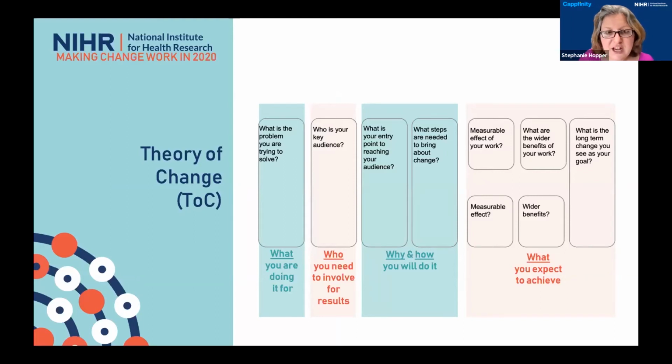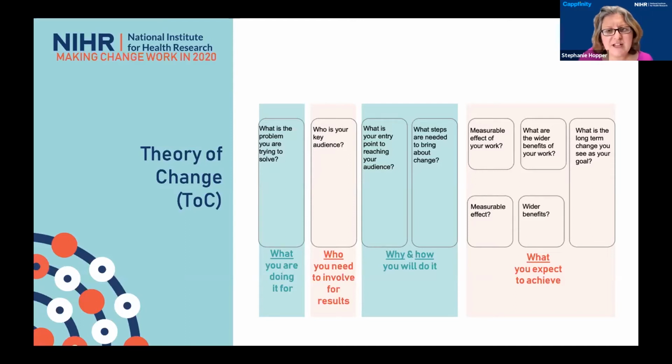A theory of change is a process tool to help you describe the need you're trying to address, the changes you want to make, so your outcomes, and what you plan to do, your activities. The approach is used by organisations of all shapes and sizes, from service delivery charities to campaigning organisations to funding organisations.